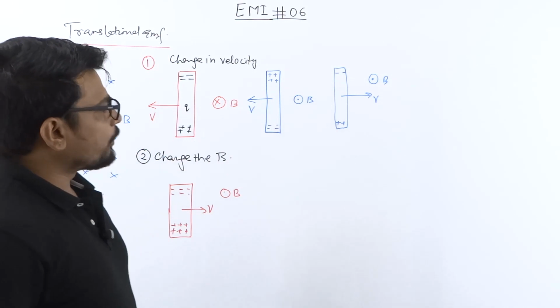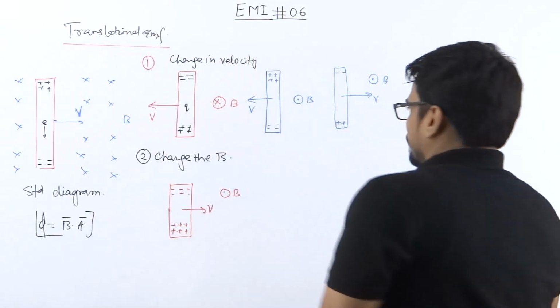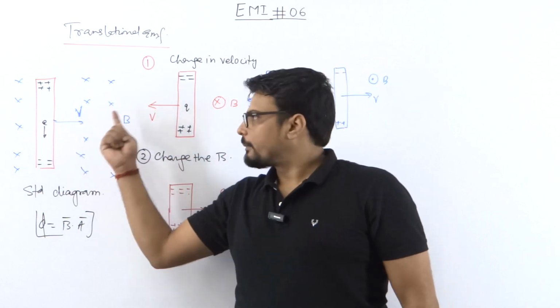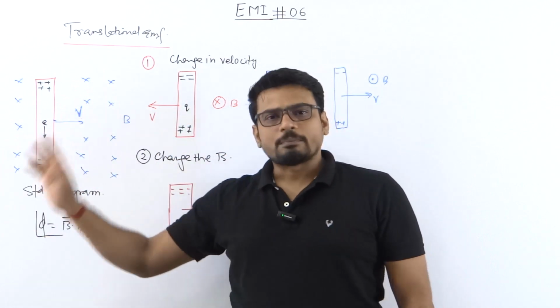So the trick should be in your mind that if someone has given that this is a standard diagram, that should be in your mind. Velocity rightward and the magnetic field inside, and you can do the comparison with this.